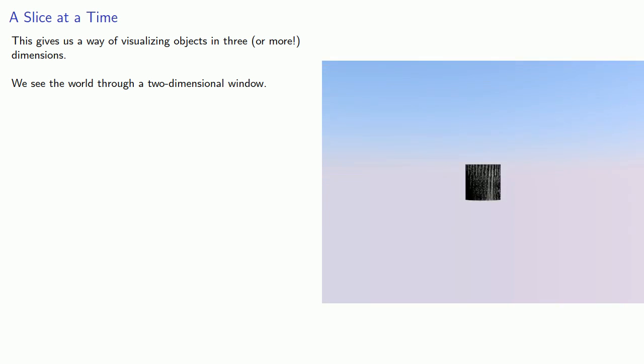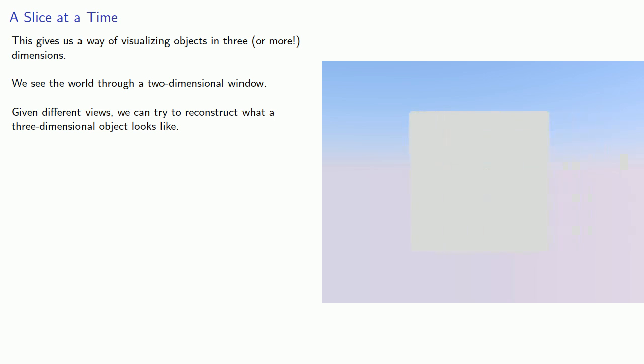The important thing here is this gives us a way of visualizing objects in three or more dimensions. So we see the world through a two-dimensional window, but given different views, we can try to reconstruct what a three-dimensional object looks like. And since we actually live in three dimensions, this is possible. We can view the object from three different angles. And because we know what three-dimensional objects look like, we can use our imagination to infer what the three-dimensional object actually is.